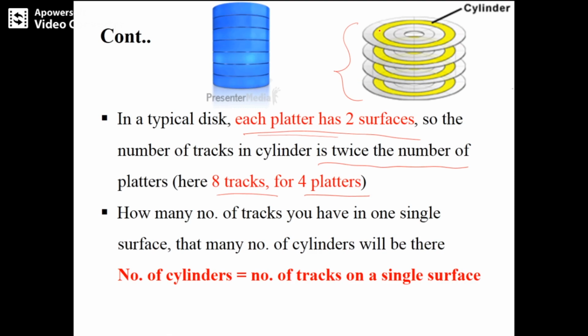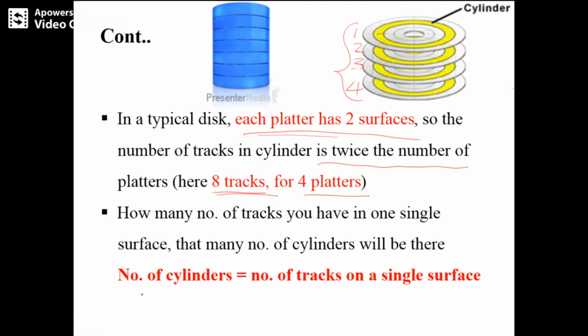See, one track is in this. In the same way, below this you have one more track, because this is the first platter. For the first platter you have two surfaces, one above and one below. So there are two tracks now. Once again, this is the second platter, which has two surfaces, one above and one below. The third platter has two surfaces, one above and below. And the fourth platter also has two surfaces, one above and below. So there are a total of 8 tracks for 4 platters.